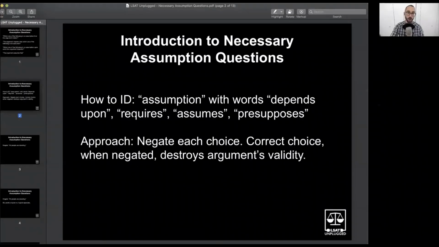Depends upon, requires, assumes, presupposes. Those are common words. Of course, there are many more because the English language is vast, with lots of synonyms, but those are some of the most common ones.